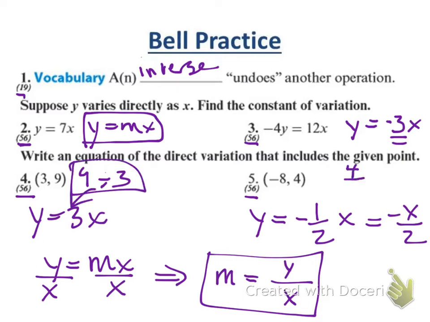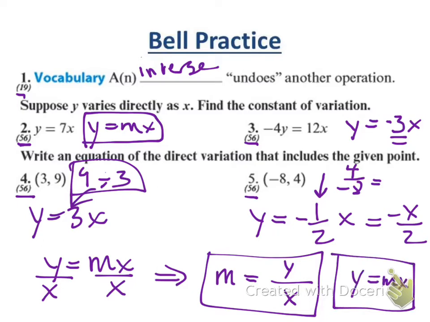What is 4 divided by negative 8? Negative 1/2, and that's why we said that negative 1/2 was the constant of variation. So we can always find the constant of variation in direct variation by y divided by x. So m equals y divided by x is equivalent to y equals mx. Both of these are forms of what we call in mathematics a direct variation. Y varies directly with x.